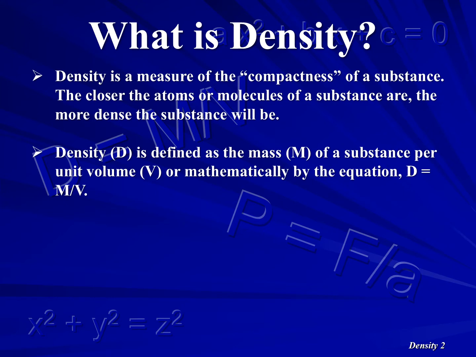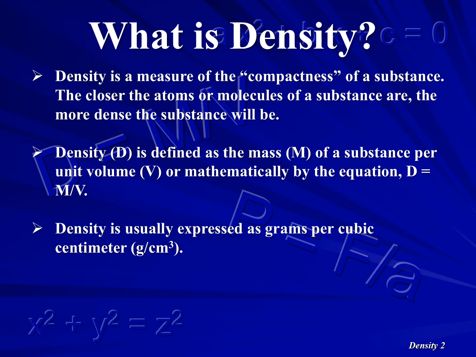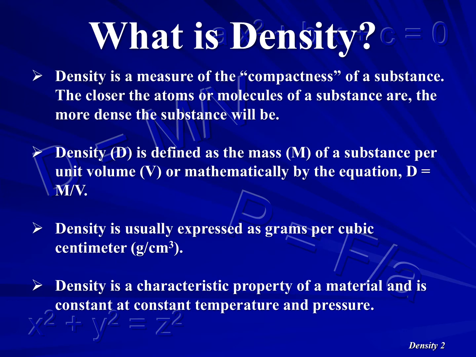Density d is defined as the mass m of a substance per unit volume V, or mathematically by the equation, d equals m divided by V. Density is usually expressed as grams per cubic centimeter, or g divided by cm cubed. Density is a characteristic property of a material, and is constant at constant temperature and pressure.